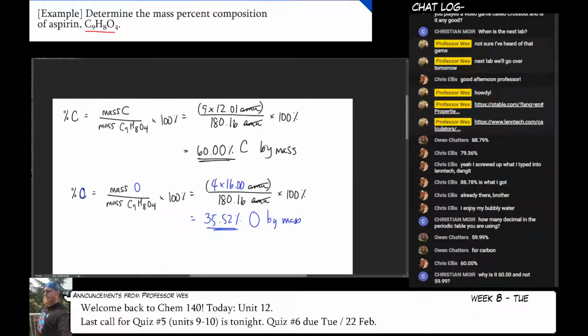But, I mean, this is kind of tedious, right? Why is it 60 and not 59.99? Because the number after the 59.99 was a 6, so I rounded that up to 60.